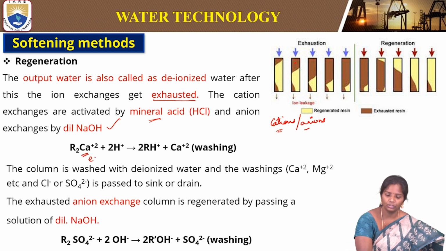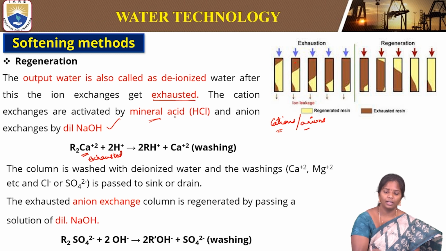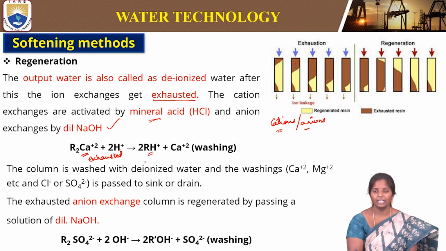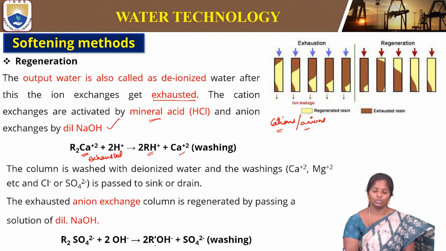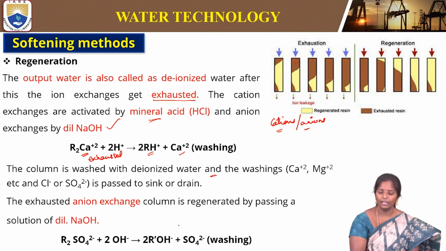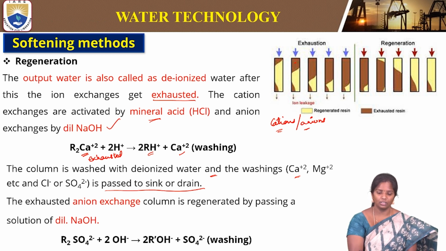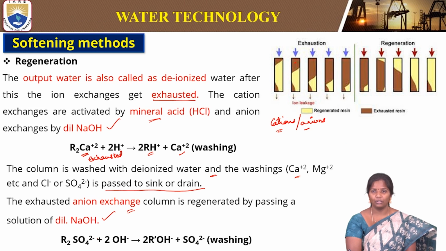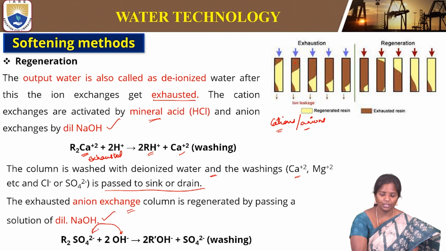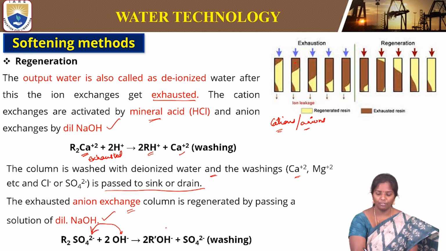This is the exhausted resin having calcium ions. When it is washed with or reacted with mineral acid, the H+ ions replace the calcium ions, giving RH+, the regenerated resin, and the calcium ions go into the washings. The column is washed with deionized water, and the washings containing calcium and magnesium ions are passed to the drain. This is how cation exchange regeneration takes place. The exhausted anion exchange column can be regenerated by passing a solution of dilute sodium hydroxide. The OH- ions of the sodium hydroxide replace the sulfate ions entrapped in the resin, forming the regenerated anion column, and the sulfate goes into the drain.